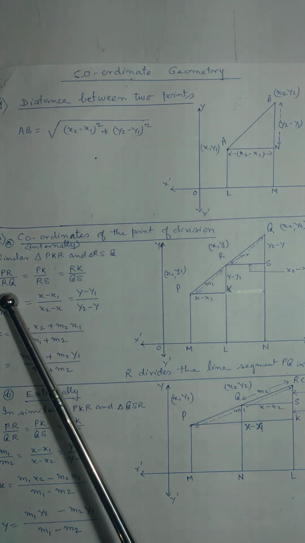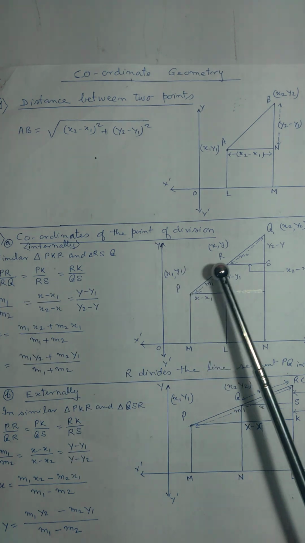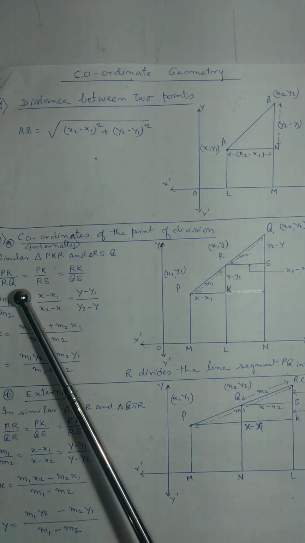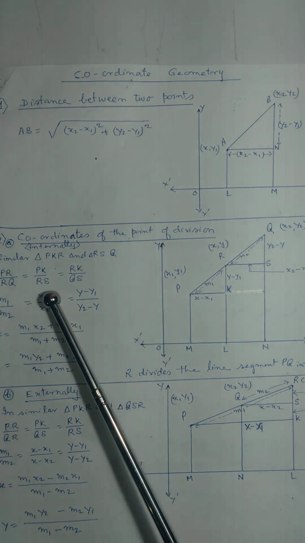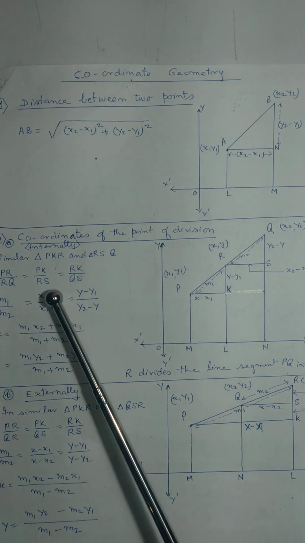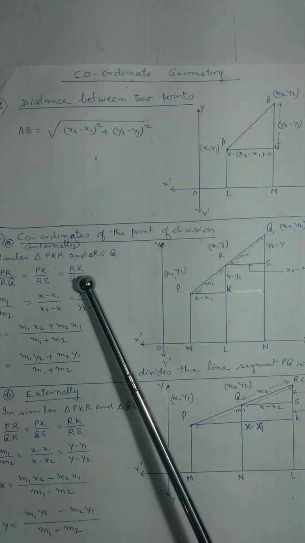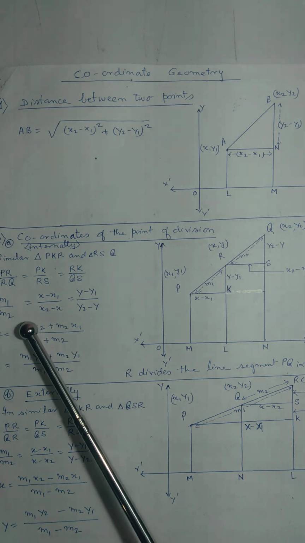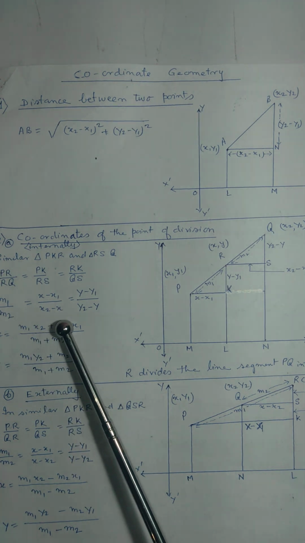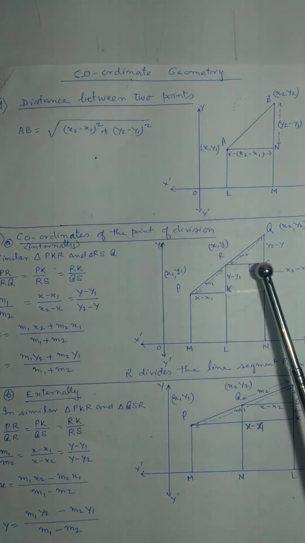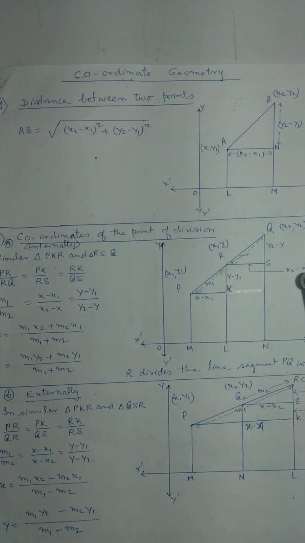So I have written here PR by RQ. PR by RQ means that the ratio is given here. So PK by RS, corresponding sides should be proportional. So PK by RS is equal to RK by QS. So m1 by m2 is equal to (x minus x1) upon (x2 minus x). I have mentioned here, you see x minus x1, here x2 minus x.